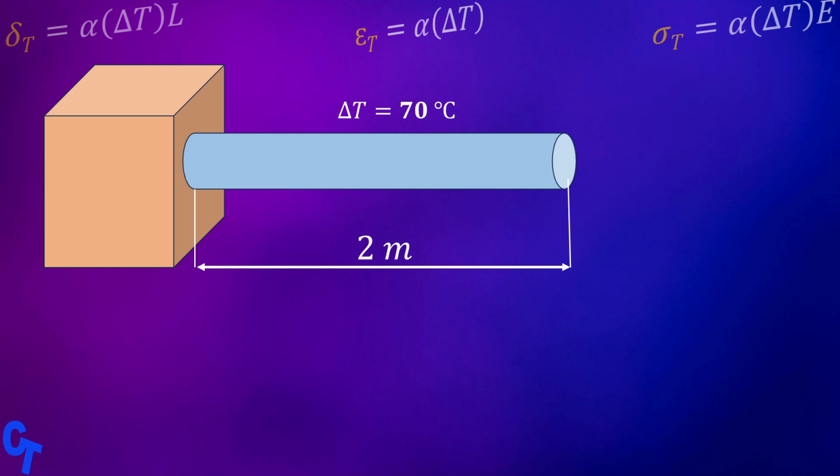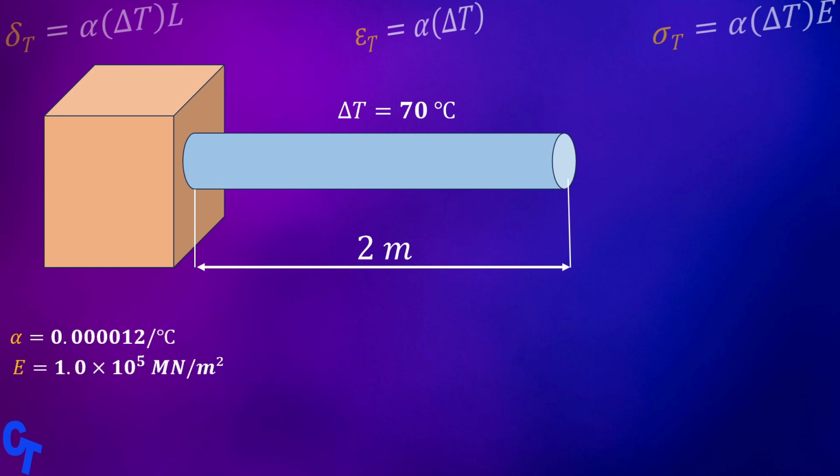Here's the first one. A rod is 2 meters long at a temperature of 0 degrees Celsius. Find the expansion of the rod when the temperature is raised to 70 degrees Celsius. Take E to be equal to 1 times 10 to the power 8 meganewton per square meter and the coefficient of thermal expansion to be equal to 0.0000012 per degree Celsius.